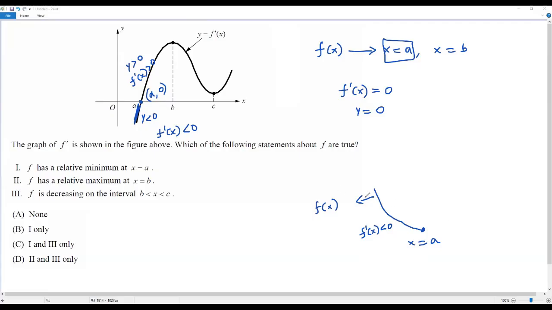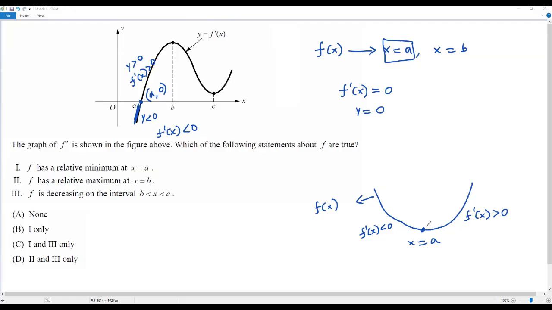Now let's consider the values of x on the right side of a. We find the graph of the first derivative above the x-axis, that is y is greater than 0, that is the slope is positive. So slope is positive means f of x is increasing, that is it must go up over here, because f prime of x over here is positive.